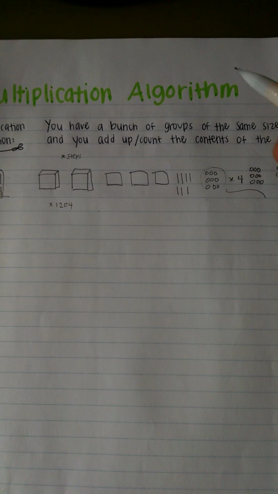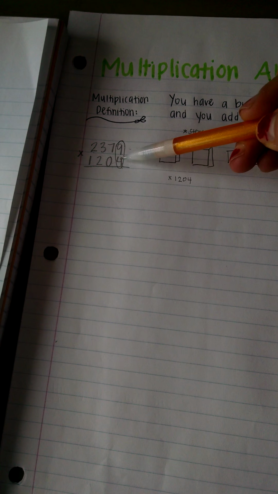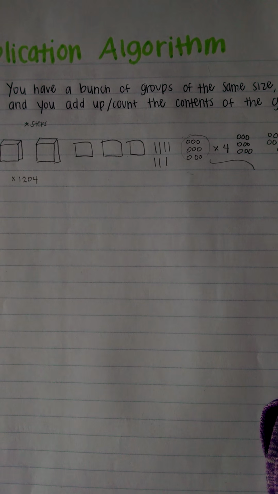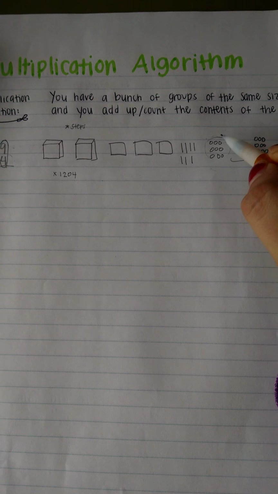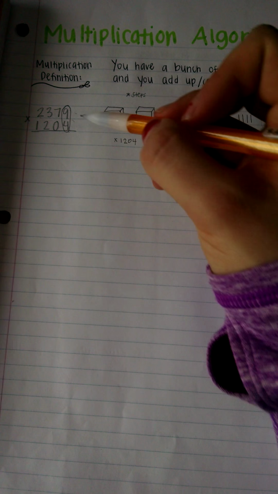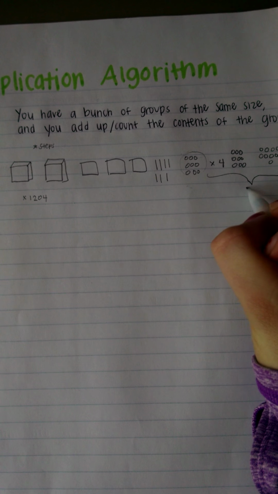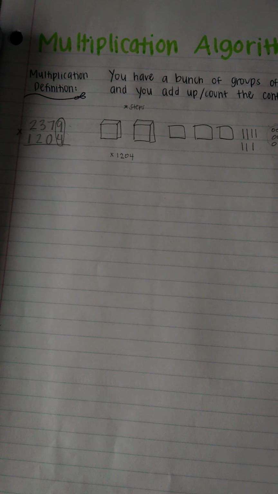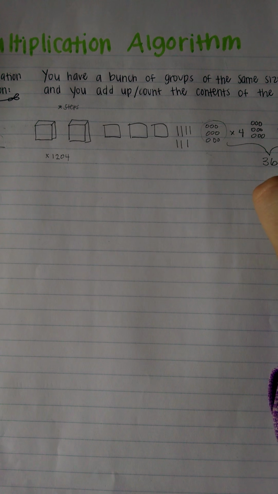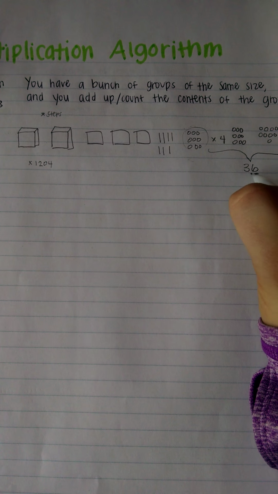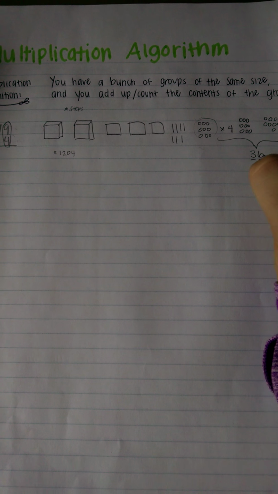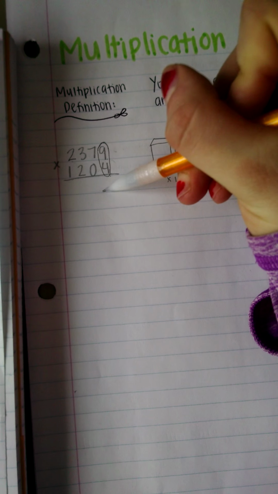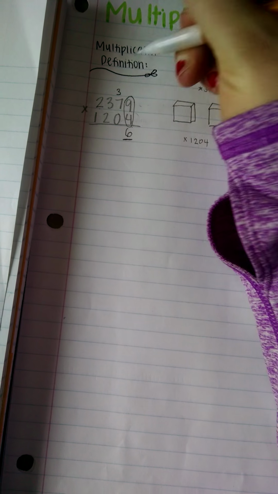Alright, so now, just like the definition, you add up the contents of the groups. Since we're doing this first step, we add up the amount. It's just like multiplying 9 times 4, which is 36. So this means we have 6 singles and 3 rods. We always put the singles place right here, so this would be 6. And since we have 3 rods, we move this 3 to the rods place.